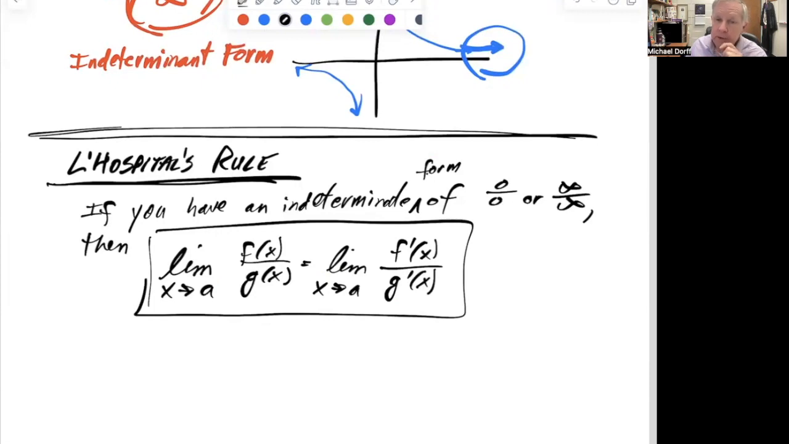Okay, notice we're not doing the quotient rule here. We're not applying the quotient rule to f over g. We're just taking the derivative of the top over the derivative of the bottom.